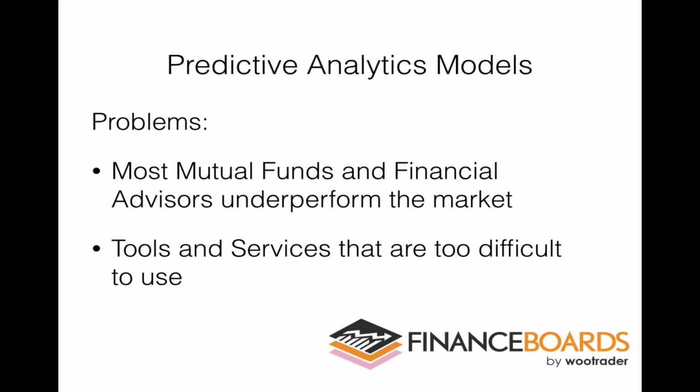The second problem: tools and services that are too difficult to use. Essentially, what our model does is remove all of the research aspect from you and do it itself. It sees which of the hundreds of screeners are even worth considering right now. So you as a user, theoretically, don't even need to know what a price to earnings ratio is.